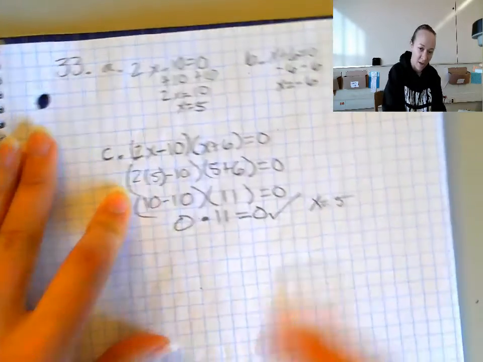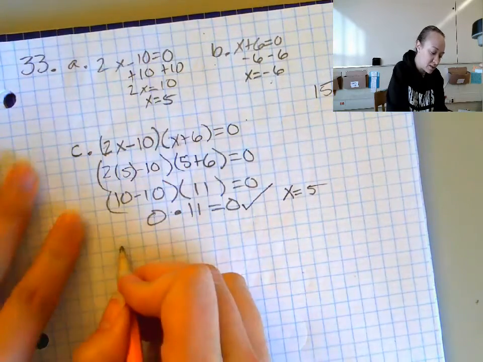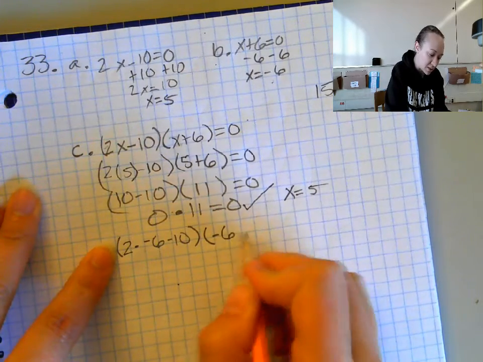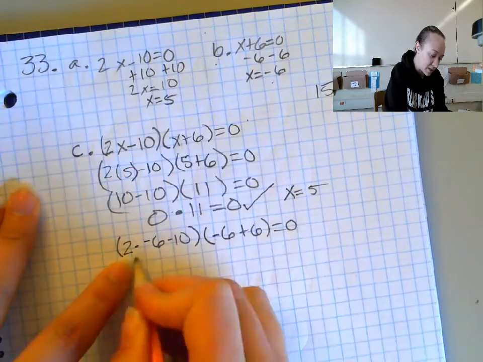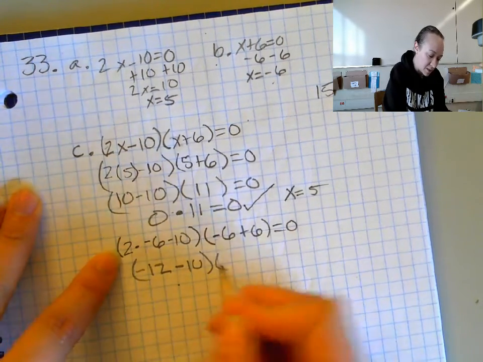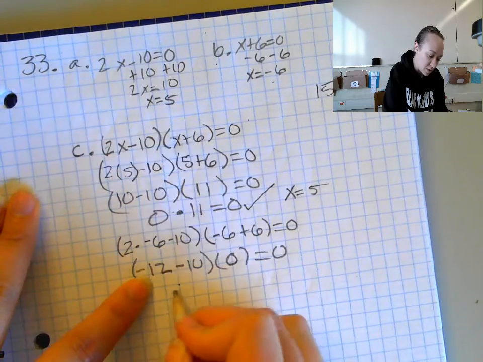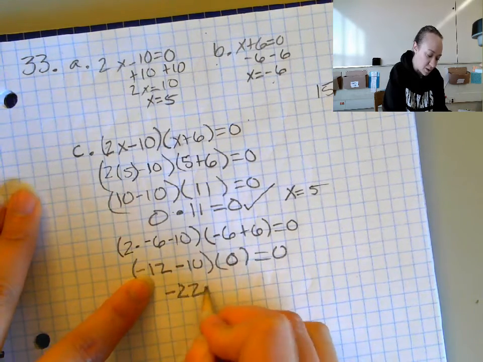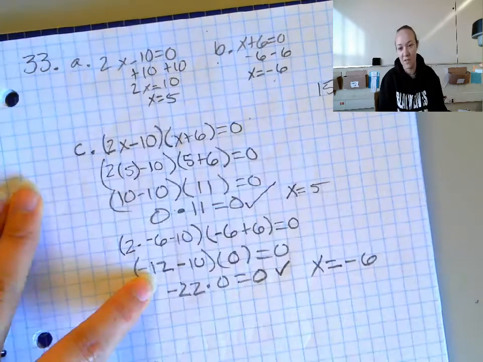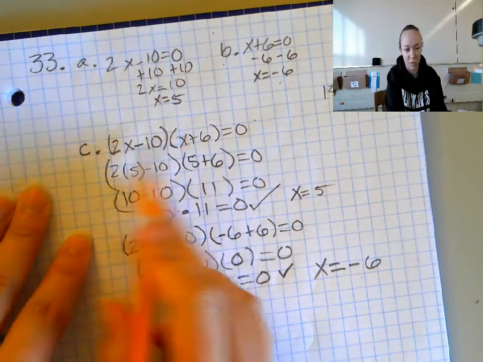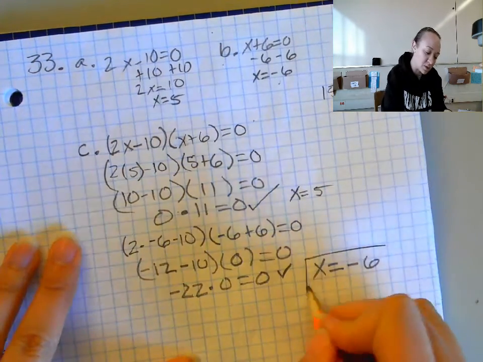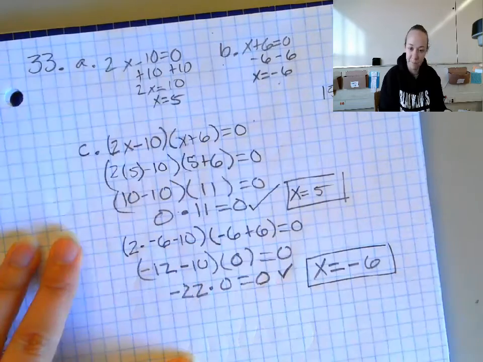I can also try it with negative 6. 2 times negative 6 minus 10 times negative 6 plus 6 equals 0. Negative 12 minus 10 times 0 equals 0. Negative 22 times 0 equals 0. This is true, so x also equals negative 6. So if you can figure out when each of the multiples equals 0, you can find both the answers. So there's 2 answers here for part C.